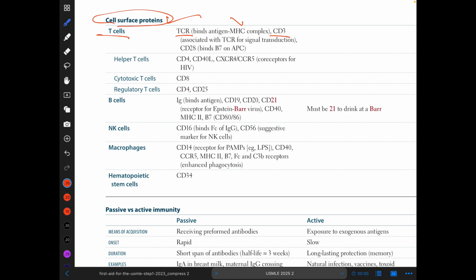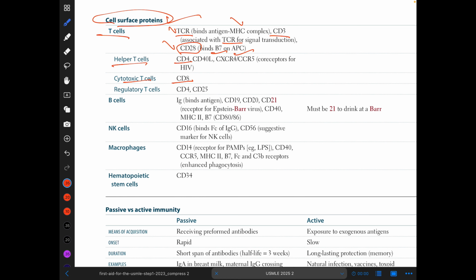They have CD3, which is associated with the TCR for signal transduction, and also CD28. Signals 1 and 2 are needed as the double signal, the co-stimulatory signal, for the activation of T cells, and CD28 is going to bind with B7 on APCs, antigen presenting cells. Helper T cells have CD4 and cytotoxic T cells have CD8.